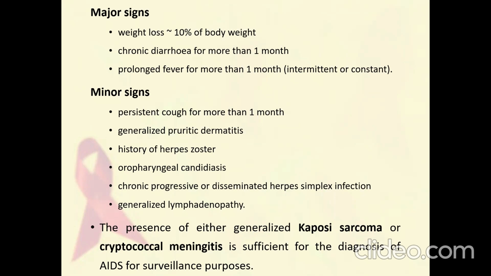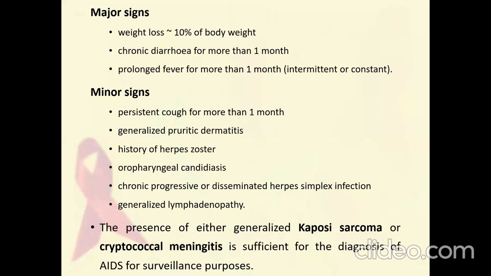What are minor signs? Persistent cough for more than 1 month, generalized pruritic dermatitis, history of herpes zoster, oropharyngeal candidiasis, chronic progressive or disseminated herpes simplex infection, generalized lymphadenopathy.